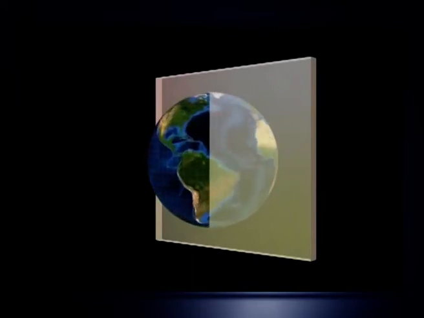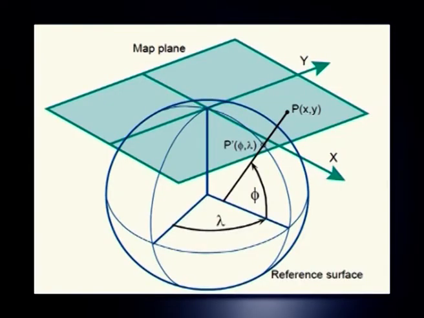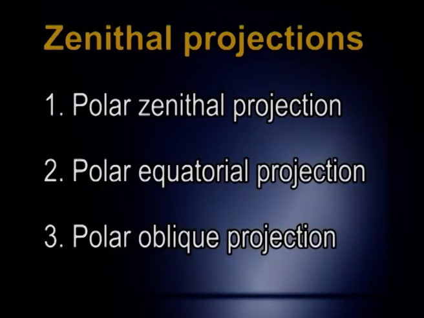Zenithal projection. Zenithal projections are obtained by projecting the graticules of latitudes and longitudes on a tangent plane surface. The main property of these projections is the center. This is why they are often called azimuthal projection. On the basis of position of the tangent plane, there are 3 types of zenithal projections. Number 1, polar zenithal projection. Number 2, equatorial projection. Number 3, oblique projection.